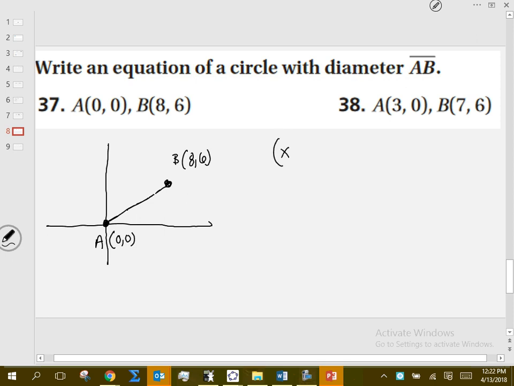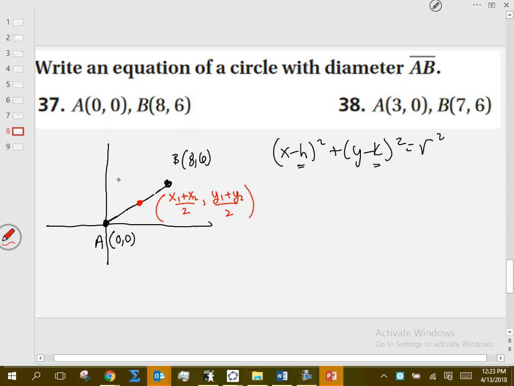If I'm trying to fit into this, and they give me information about my diameter, how does the center of the circle relate to the diameter? Would you guys agree that my center should be right there? And that is the what of that segment? Midpoint. You guys remember that your midpoint is found by taking x1 plus x2 divided by 2, y1 plus y2 divided by 2.